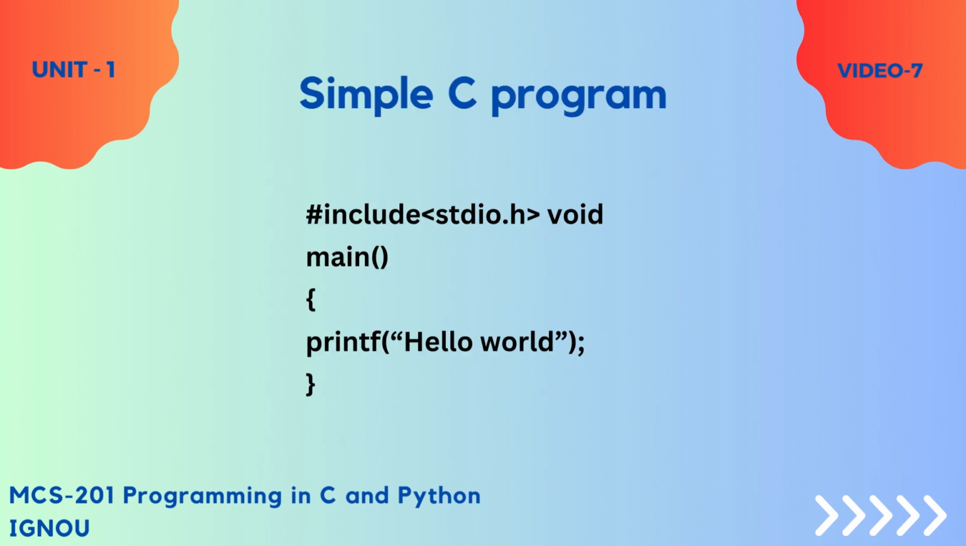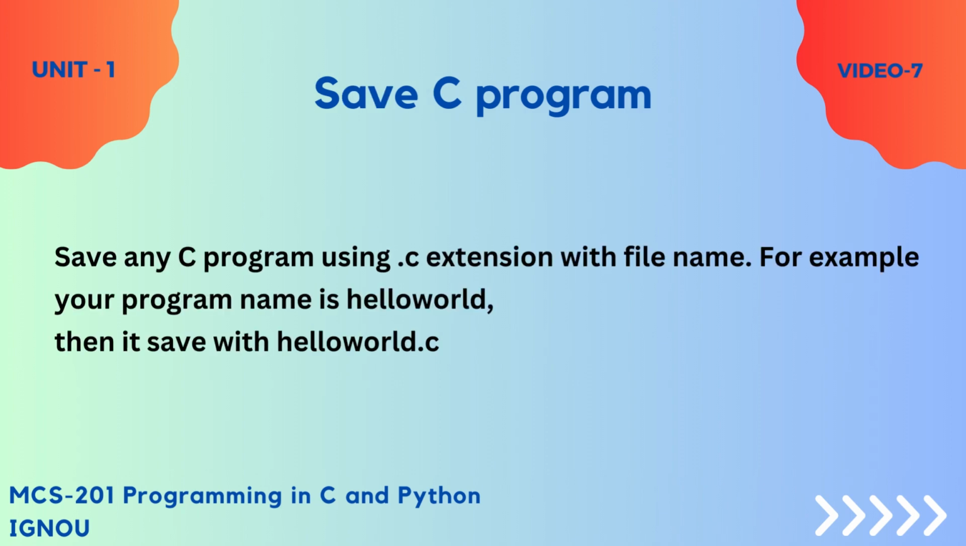The next is the example of a simple C program. The below is as follows. The next is how to save the C program. Save any C program using the .c extension with the file name. For example, if your program name is Hello World, then it is saved as helloworld.c.